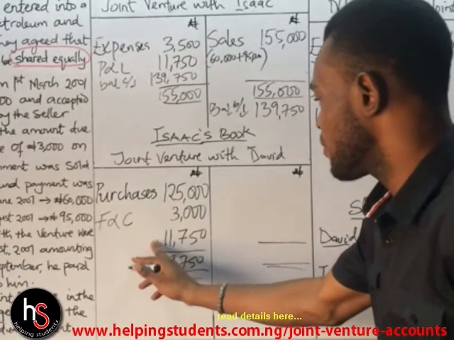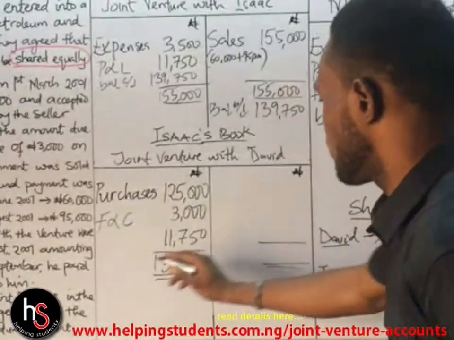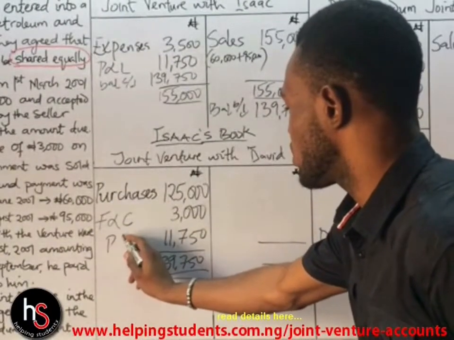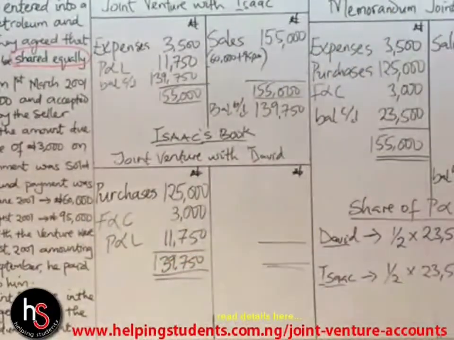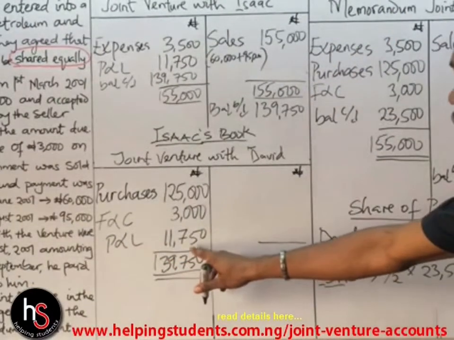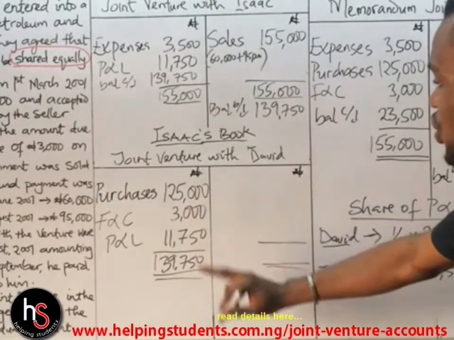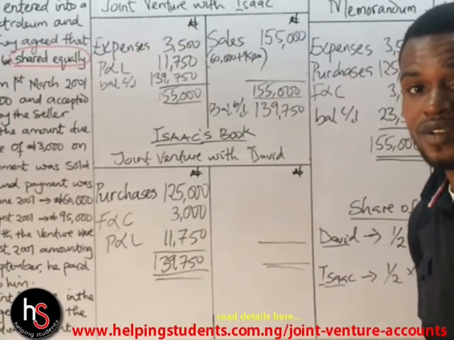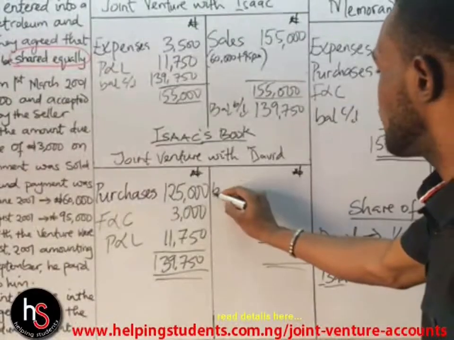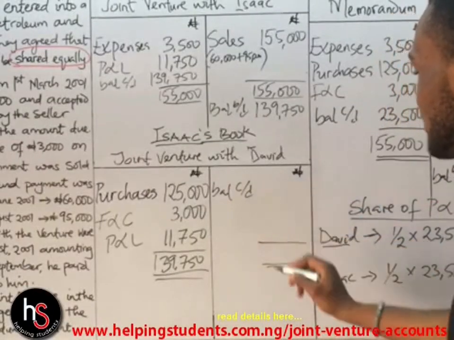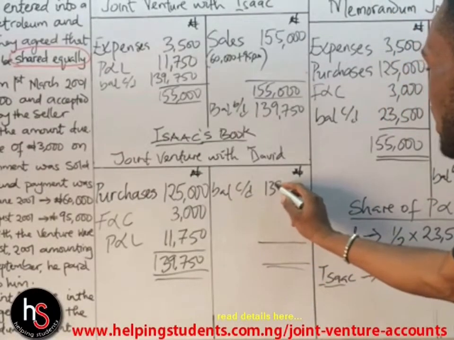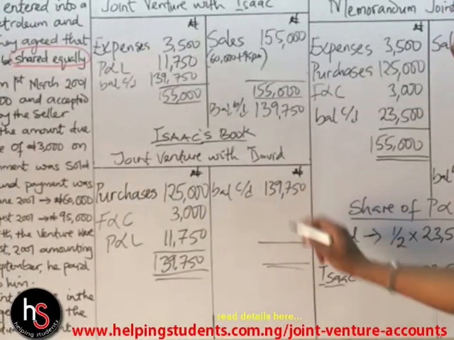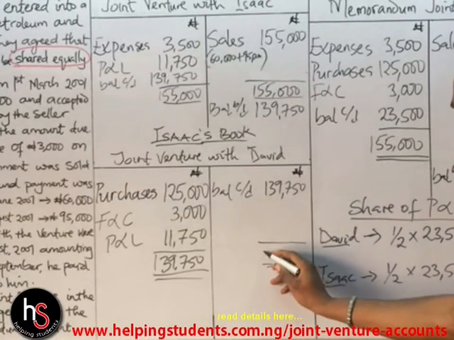So coming to this section, what do we have? This particular balance, remember this is also the profit and loss for Isaac. So 11,750 plus 3,000 plus 125,000 gave us 139,750. So here it becomes our balance CD, where we have 139,750. We'll bring down the same value to this place, 139,750.